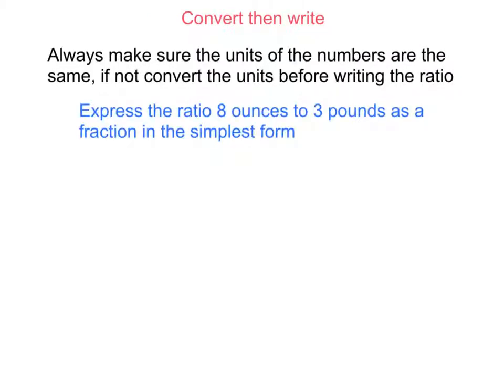So you always want to make sure that the units of the numbers are the same. If not, then you want to convert the units before you're writing the ratio. So here, for example, it says express the ratio 8 ounces to 3 pounds as a fraction. So 8 ounces to 3 pounds. But you can see that this one is in ounces and this one is in pounds. So we want to get them both together. In this particular case, it's easier to get them both in ounces.